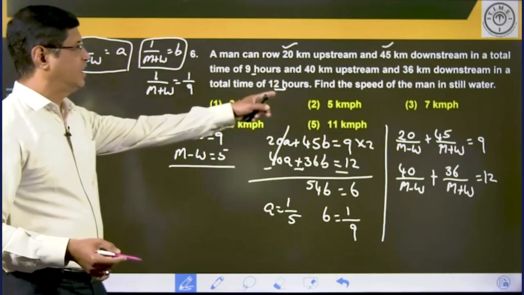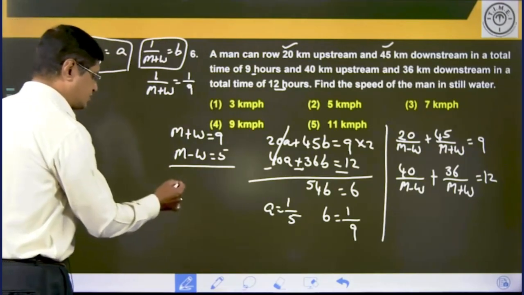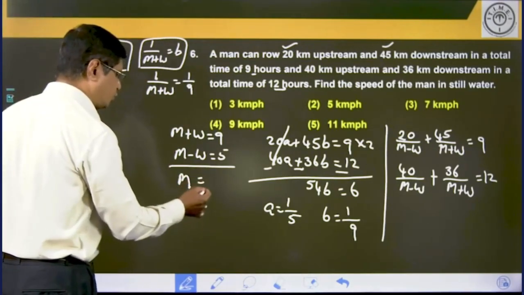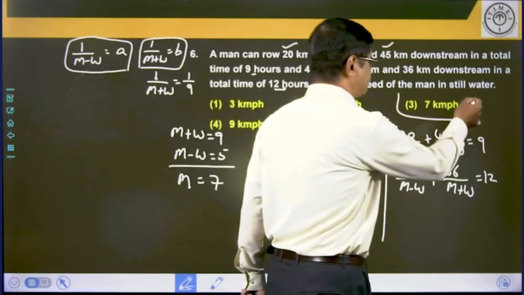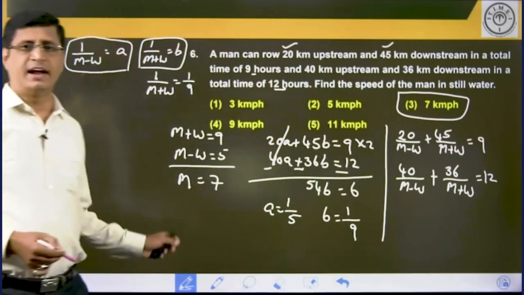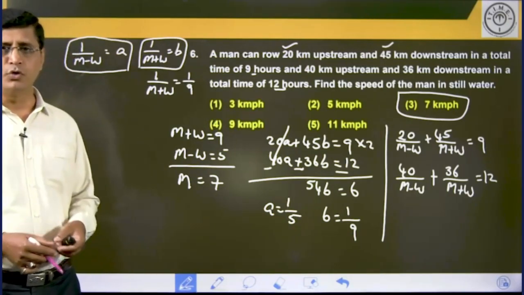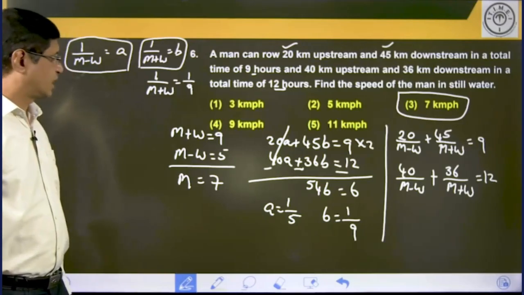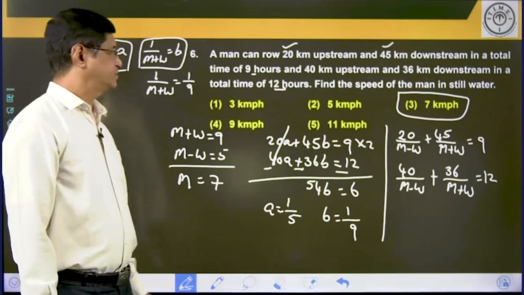Now, what is being asked here? Speed of the man in still water. Adding both the equations, we get 2M is equal to 14. M is equal to 7. That is option number 3. By adding both the equations, your W gets cancelled. 2M is equal to 14, M is equal to 7. The right choice is option number 3. Third choice. Okay.